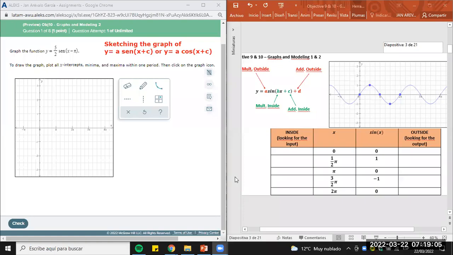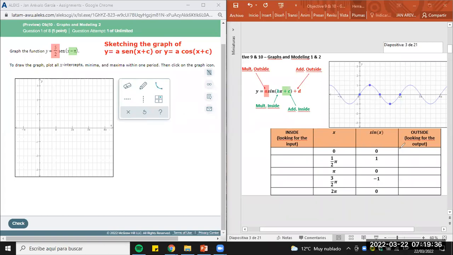Hello guys, this is sketching the graph of a trig function with a multiplication outside. I'm gonna start coloring this with a multiplication outside, like this, and an addition inside, just like this. So that's how you know when you have things outside or inside or both. So I'm gonna do the outside part first because that's easier.